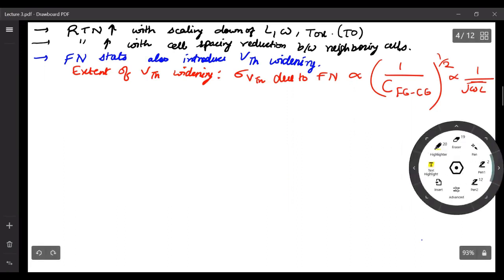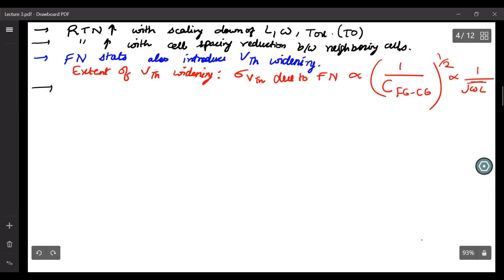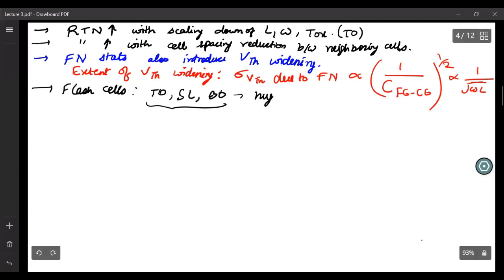Now a general statement: if you compare your flash cells with a MOSFET, what do flash cells have? A tunneling oxide, then a storage layer, and even in charge trap memories they have tunneling oxide, then a storage layer, and then what? They have a blocking oxide. So together, the effective oxide thickness of the flash cells is huge. It's close to 15 to 20 nanometers.